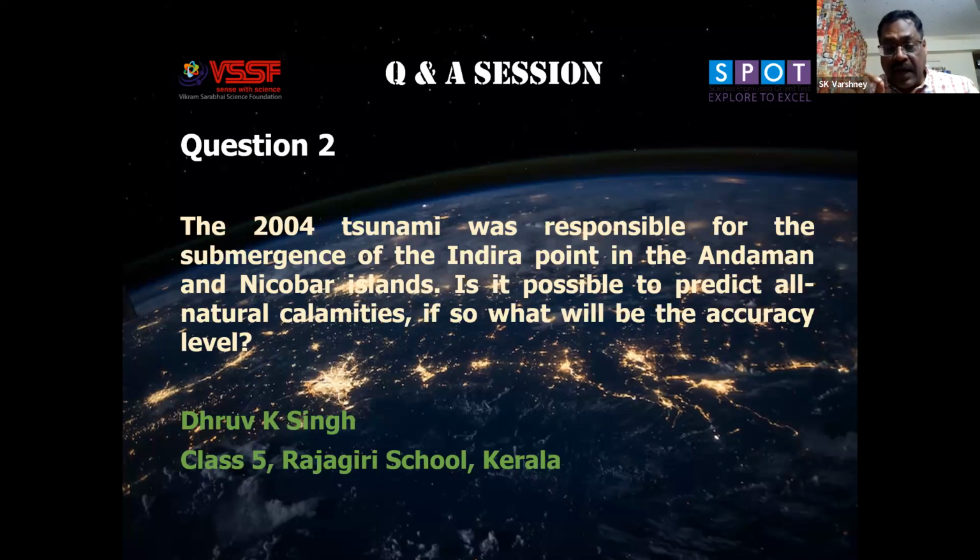So I would say, in response to the second part of your question, all natural calamities cannot be predicted accurately. We could guess about them. Some of them could be predicted accurately, like tsunami, flood, drought, landslides. These could be predicted.